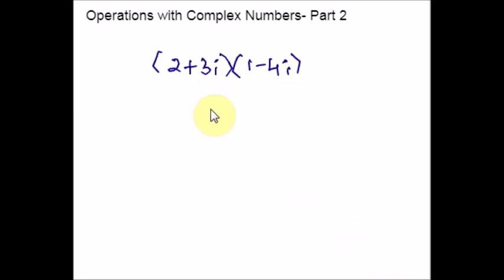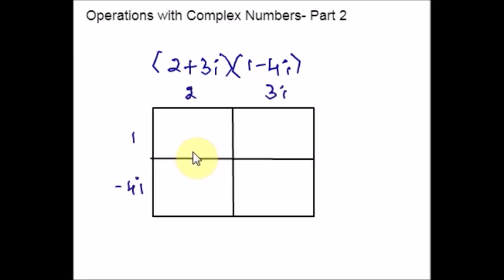Here is an example: 2 plus 3i times 1 minus 4i. To multiply these complex numbers, we are going to use a multiplication table. Doing so helps us organize all the information in one place. We will place the first complex number along the top of the table and the second along the left side of the table. So here is the table. Now we need to start multiplying columns times rows.